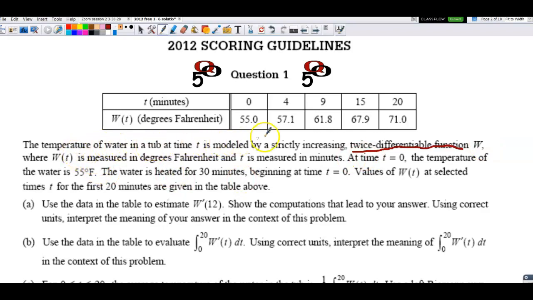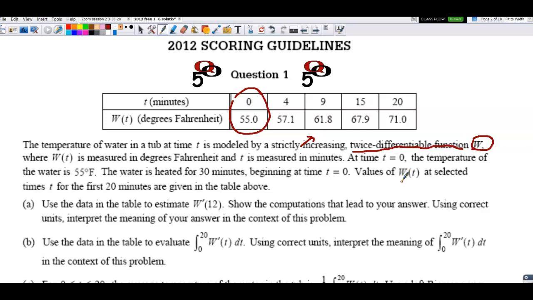The temperature of the water is modeled by a strictly increasing, so that's important to note that the temperatures always increase, and the function's name is W, where W of t is measured in degrees Fahrenheit and t is measured in minutes, and I can see that in the table up here. At time t equal to 0, the temperature of the water is 55 degrees, so that is the temperature of the water when we begin. Values of W of t, which is the temperature of the water, at selected times for the first 20 minutes are given in the table above.